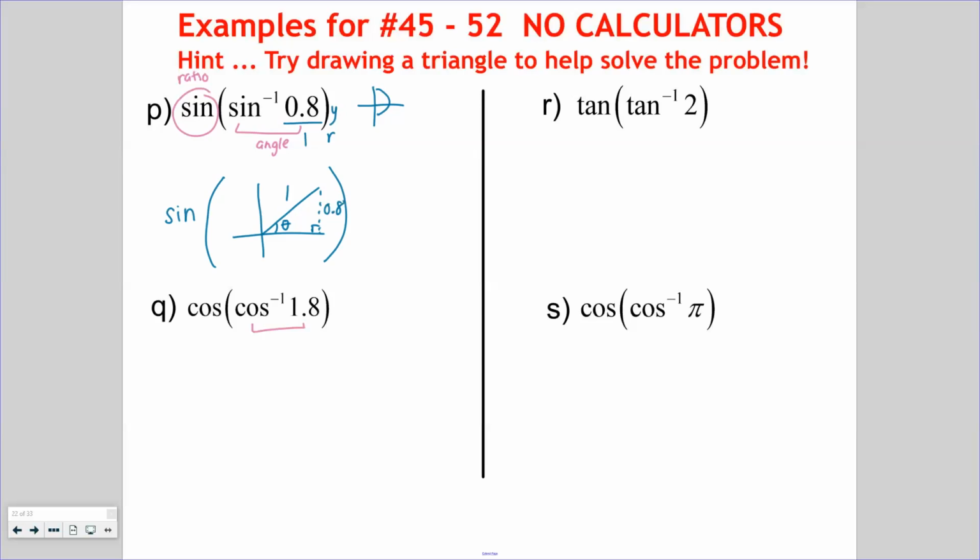Okay, so I've sketched that angle on the inside. I don't know what it is without a calculator, necessarily. We don't know what the angle is. But the problem ultimately is asking us what the sine of that angle is. So we don't even need to know the angle. We've got the diagram to help us out. The sine of this angle is just 0.8. Right? So again, the inverse function and the function itself cancel each other out. We just need to make sure that things fall into the right quadrants.